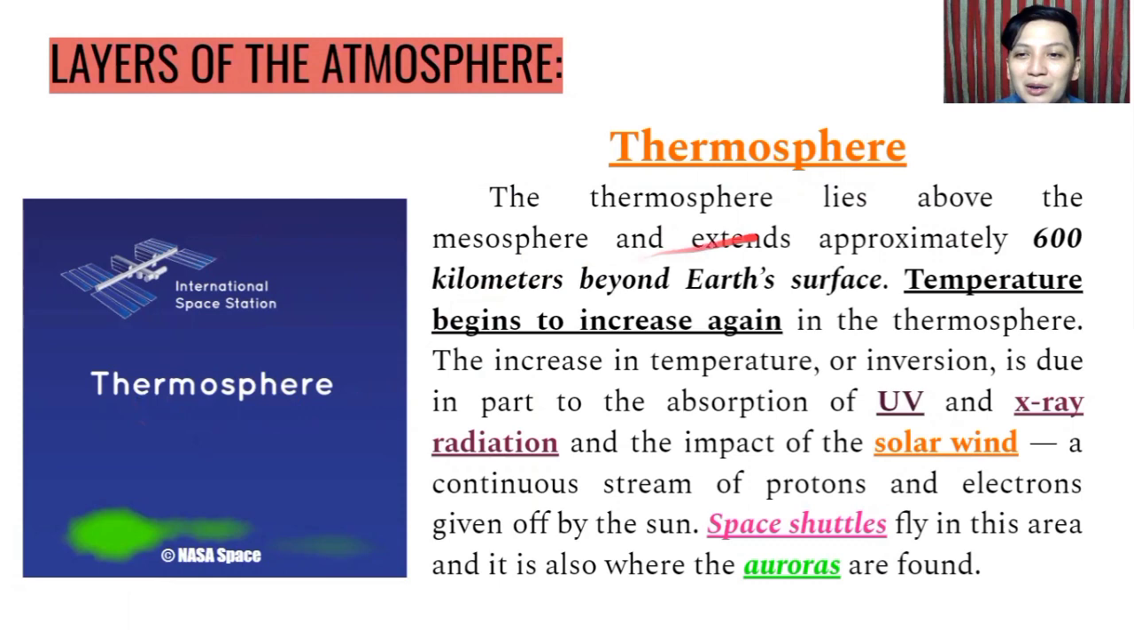So the thermosphere lies above the mesosphere and extends approximately 600 kilometers beyond Earth's surface. Temperature begins to increase again. Tumaas, bumaba, tumaas ulit, right? So from the word thermos, meaning to say, mainit yung part na to, yung layer na to ng atmosphere. So in the thermosphere, the temperature increases or inversion is due in part of the absorption of UV and X-ray radiation and the impact of the solar wind, a continuous stream of protons and electrons given off by the sun.